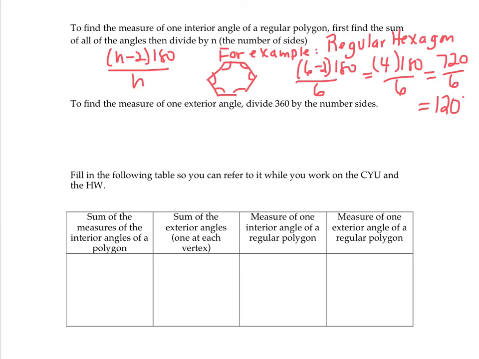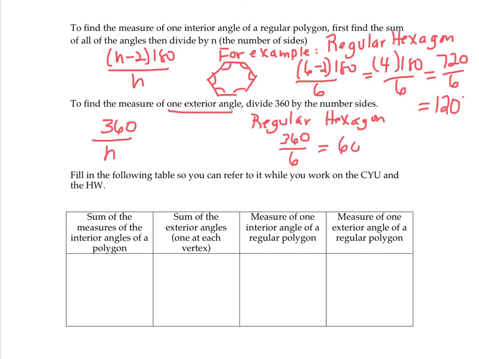Okay, to find the measure of one exterior angle, you divide 360 degrees, that's the total of all the exterior angles, one at each vertex, by the number of sides. Okay, so for our regular hexagon, using that same example, if we take 360 and divide it by 6, we end up with 60 degrees. So check it out. The interior angle is 120, exterior angle is 60. It's no coincidence that 120 plus 60 is 180. Remember, an interior angle and an exterior angle have to be supplementary.